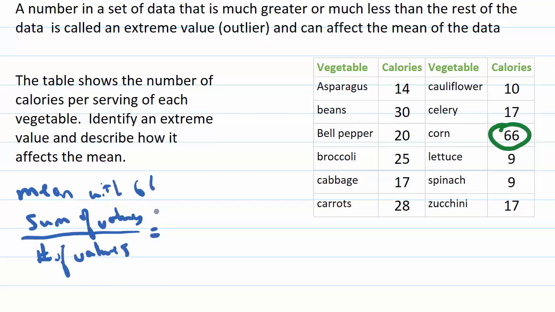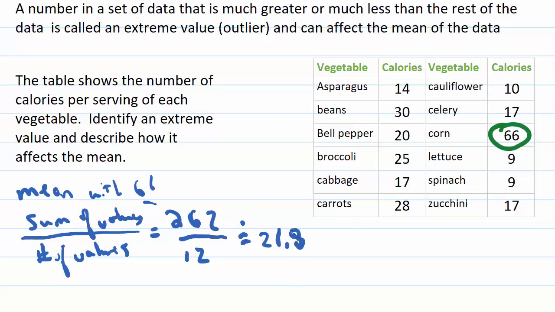Okay, so the sum of the values, I add 14 and 30 and 20 and 25, 17, 28, all of them in there with 66 in there, and I get 262, and there are 1, 2, 3, 4, 5, 7, 8, 12 of them. So that means the mean with my extreme value in it is approximately 21.8 calories per serving of vegetables.